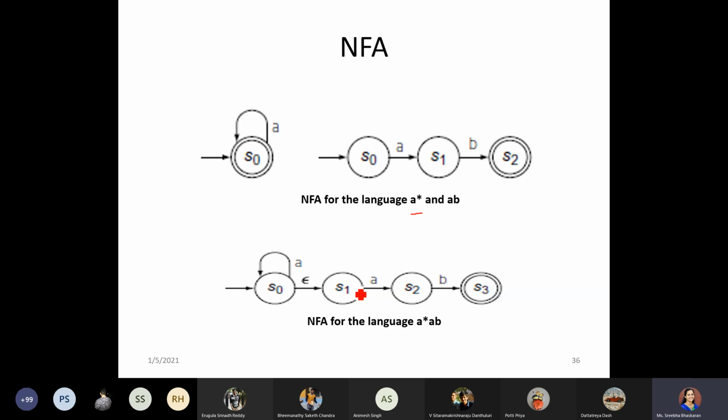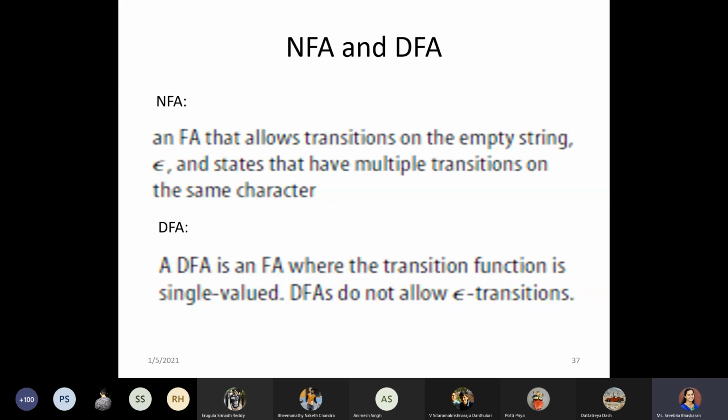Okay, so now if you are combining A star AB, A star has been represented like this, and AB has been represented like this. So A star AB is combined together, and we combine it with respect to the epsilon transition. So with the epsilon transition, we combine the two representations. This is how Thompson's construction works.